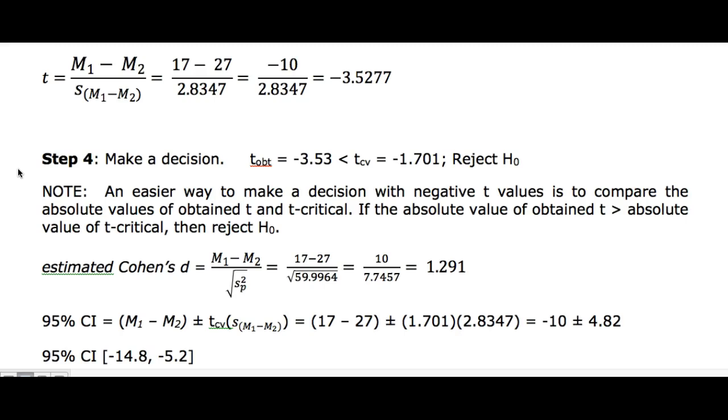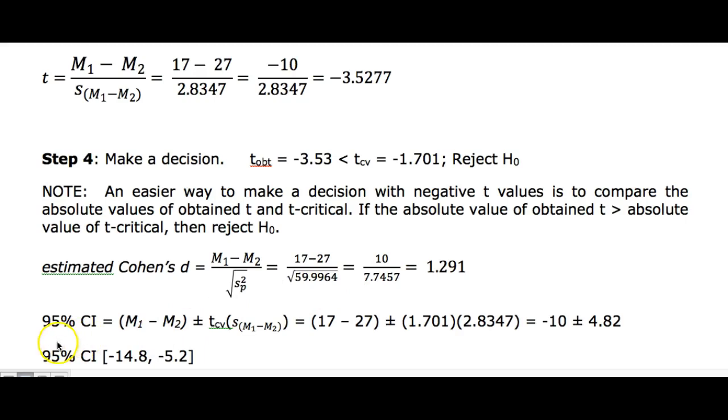So this time, we're going to do an estimated Cohen's d so you can see how that's done. And besides, we have pooled variance too, so we can use our pooled variance, right? So for estimated Cohen's d, the formula is the sample mean from group 1 minus the sample mean from group 2, divided by the square root of pooled variance. So 17 minus 27 divided by the square root of 59.9964, which is equal to 10 divided by 7.7457. It gives us an estimated Cohen's d of 1.291. This is a very large effect. Remember that 0.8 is large. So this is beyond that, right?